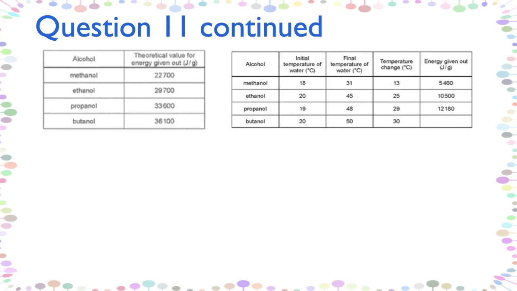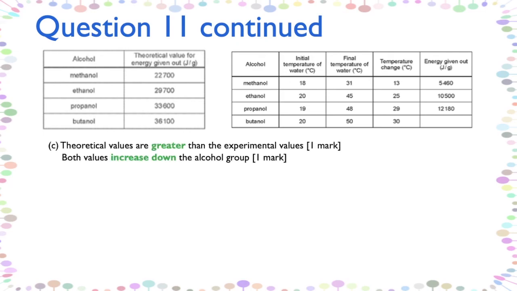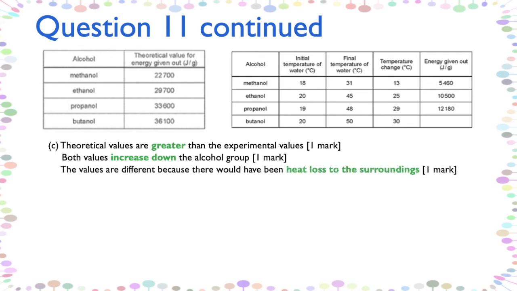For part C, we need to compare the experimental and theoretical values and give the main reason for the difference between them. The theoretical values are greater than the experimental values, and both values increase down the alcohol group. And the reason they are different is because there would have been different heat loss to the surroundings.